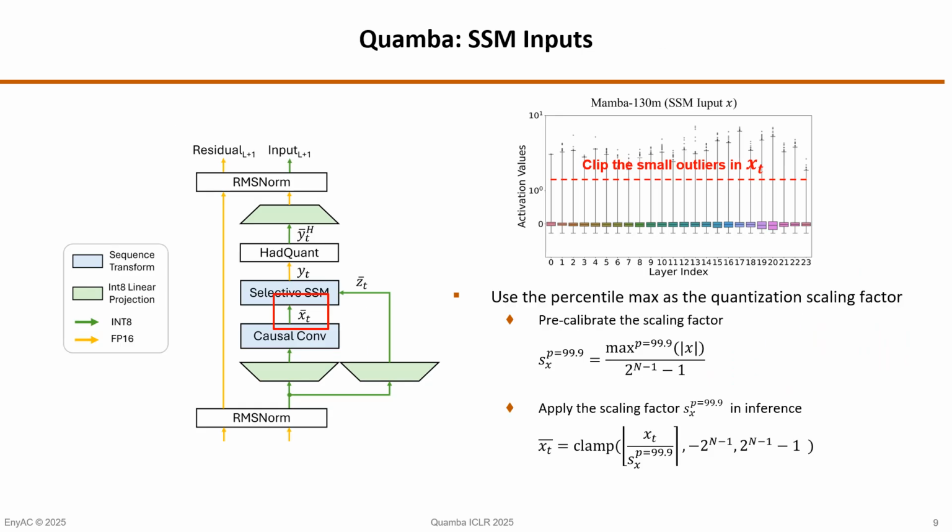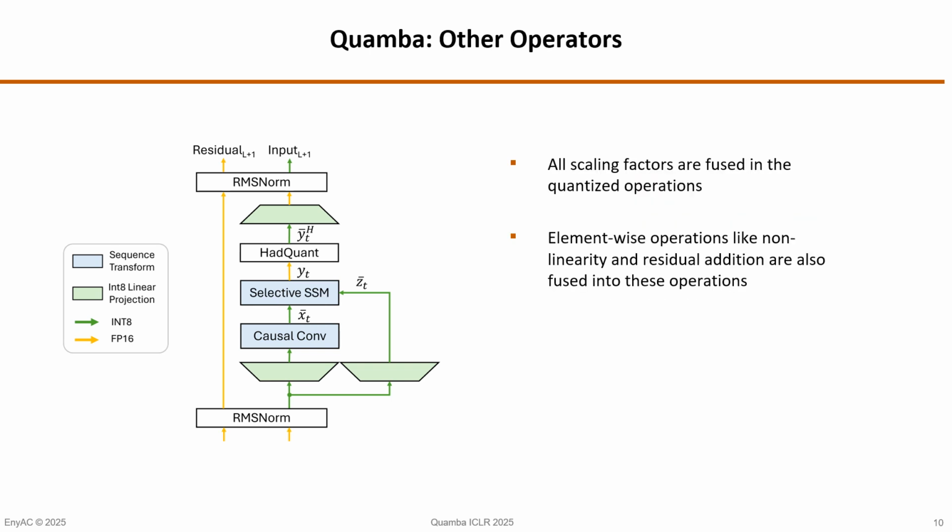We clip xt by using the percentile max. For example, we use the 99.9 percentile as our scaling factor to quantize input xt during inference. We fuse scaling factors into the quantized operators so all the quantized operators write 8-bit outputs. And element-wise operations like activations and residual additions are also fused into the corresponding operators. For example, the causal convolutions take quantized x and weights as well as scaling factors as input and write 8-bit output to the memory.